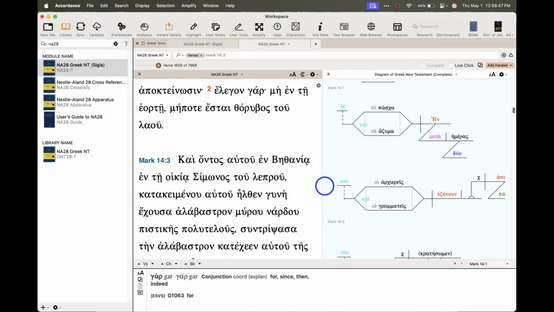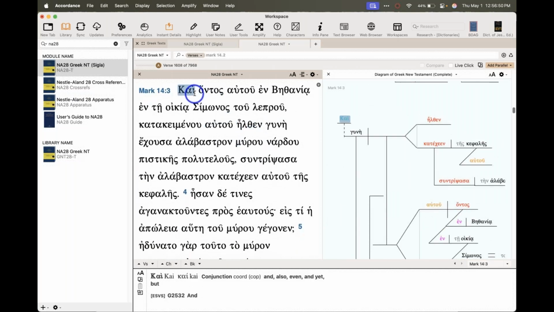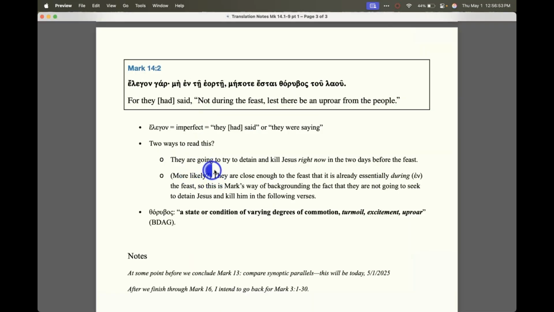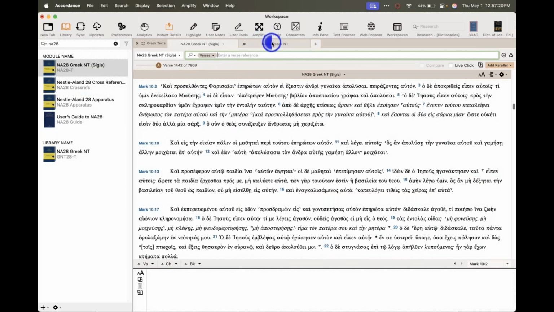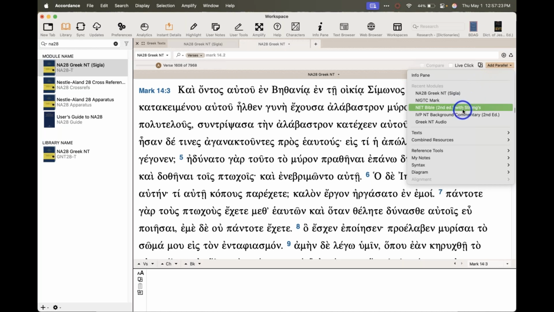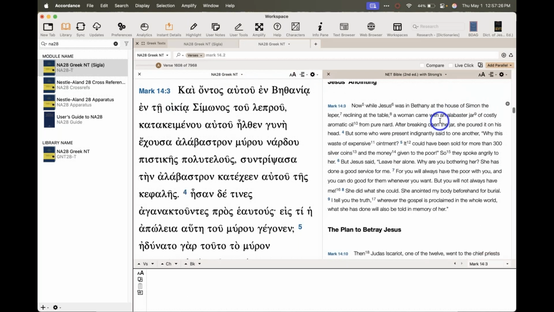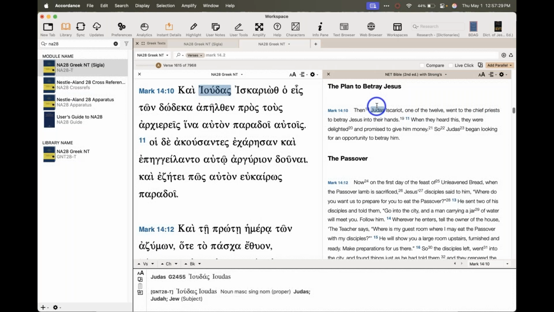But as this unfolds, we're going to have more things happen. So I think more likely is that they are close enough to the feast that it is already essentially during the feast with that word en. I think this is Mark's way, and I'd be curious your thoughts on this, of just backgrounding the fact that even though this plan is underway, they are not going to seek to detain Jesus and kill him in verse 3 onward. And that for sure is going to be true because, as we'll see next week, we get Jesus's anointing. But we do get into this plan to betray Jesus.